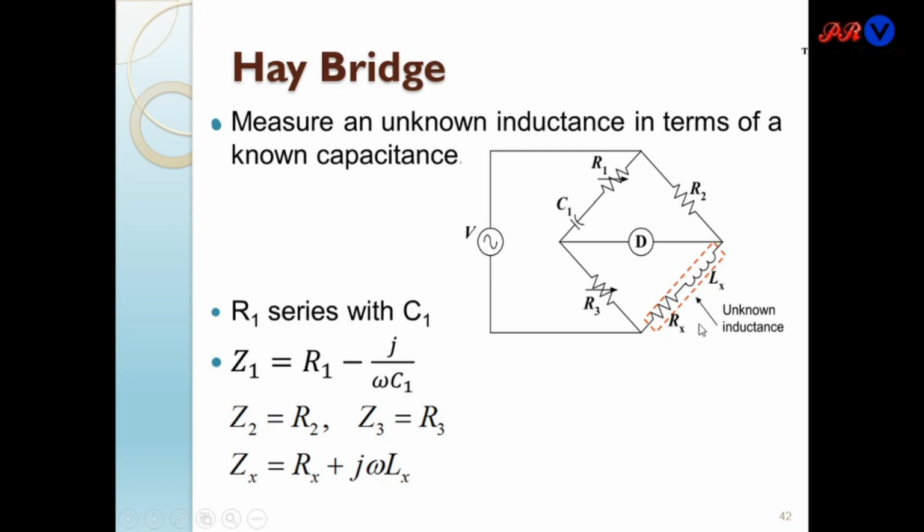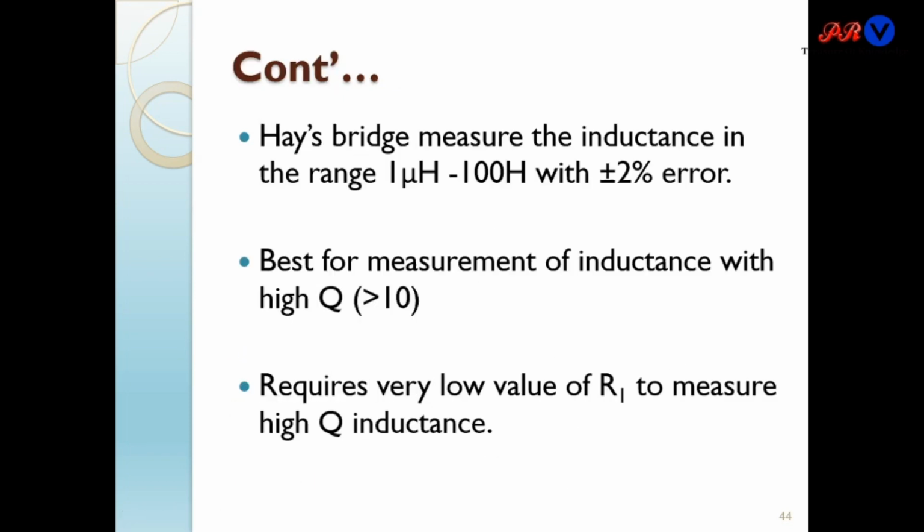We have to calculate this Rx and Lx. Hay bridge measures inductance in the range 1 microhenry to 100 henry with plus minus 2% error, so its accuracy is very high. Best for measurement of inductance with high quality factor greater than 10, it requires a very low value of R1 to measure high Q inductance.